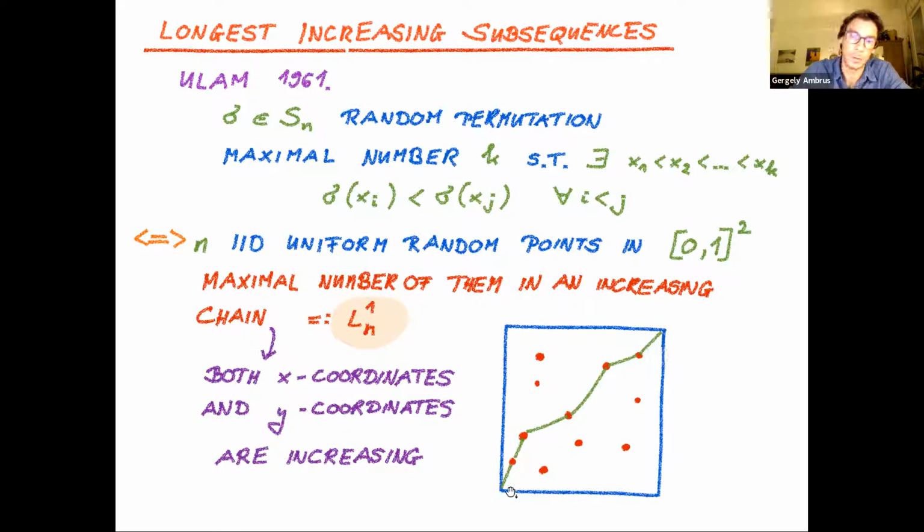We may as well add the 0,0 and the 1,1 vertices of the square to the sample. And we can ask for the maximal number of points which, together with these 2 fixed points, form an increasing sequence geometrically. We denote this maximal number, which is a random variable, by L1n. Here n means the number of points, and the 1, as we will see, stands for being monotone increasing.